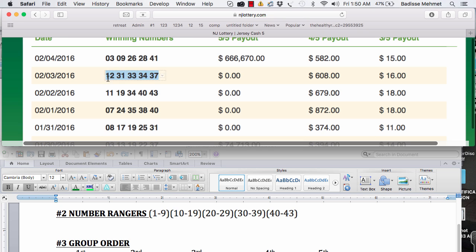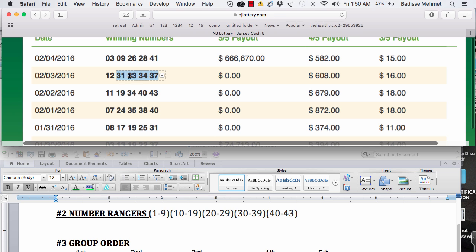Look at the past on February 3rd. Look at what the group order here is now. Look at the first digit, right? This is from 10 to 19, right? Look at the second. Look at these numbers, all three of these, right? And this is rare.